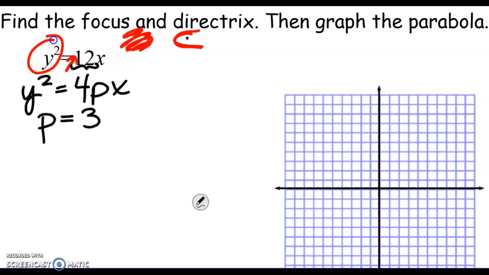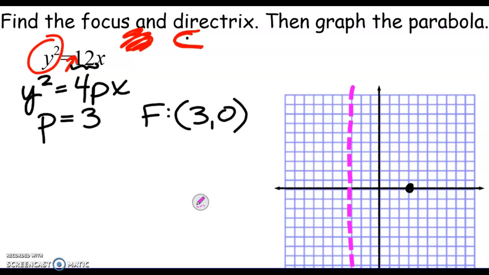My focus, since it's going this way, is going to be right here because the vertex is at 0, 0 right now. So that means my focus, I can now say, focus is at 3, 0. And therefore, my directrix is going to go on the opposite side. So it's going to go 3 the other way. So 1, 2, 3, here's my directrix. And I'm just going to label that right away, that is an up and down line. So x equals -3, because it's always the opposite of whatever your p-value is.